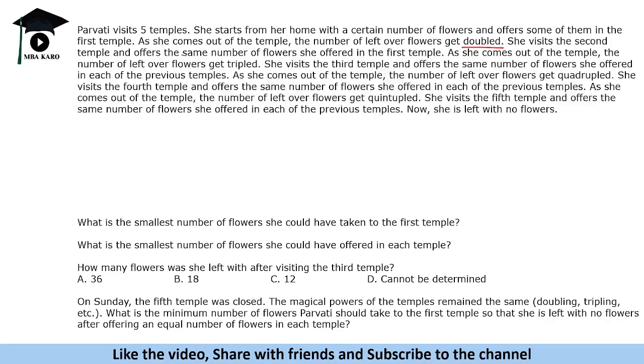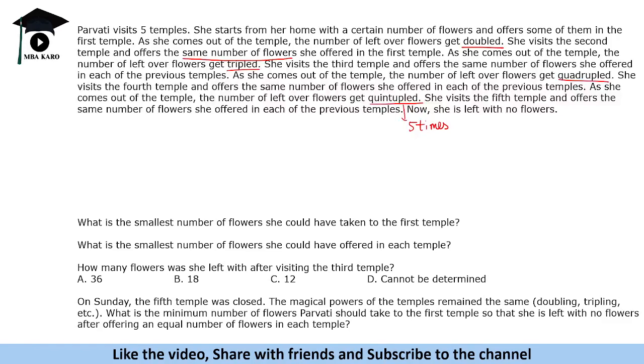She visits the second temple and offers the same number of flowers she offered in the first temple. And as she comes out of the temple, the number of flowers get tripled. Then third temple, same number of flowers, and the flowers get quadrupled, that means four times. And when she visits the fourth temple and offers the same number of flowers, this time the flowers get quintupled, that is five times. And she visits the fifth temple and offers the same number of flowers, and this time she has no flowers left.